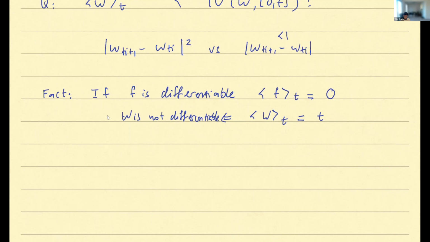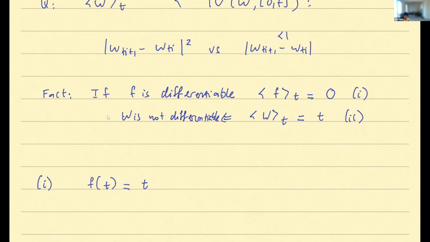Okay, so let's see why this is true. Let's call this 1, call this 2. Now, why is 1 true? What's the easiest non-trivial function I can find a quadratic variation for? Yeah, the identity function.